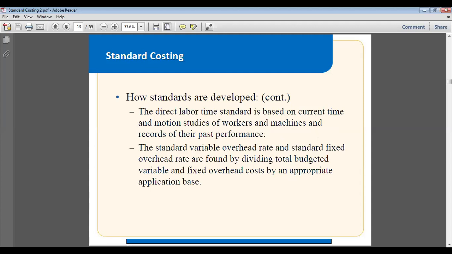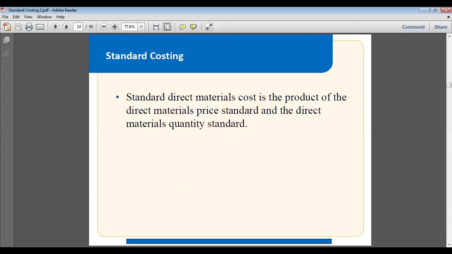Another is direct labor time standards, based on current time and motion studies of workers and machines and records of their past performances. And standard variable overhead rate and standard fixed overhead rate are found by dividing total budgeted variable and fixed overhead cost by an appropriate application base. Standard direct materials cost is the product of direct material price standard and direct materials quantity standard. So standard direct material cost consists of two things: how much standard material is supposed to be used and how much standard price is supposed to be given. So these two are calculated for standard costing.